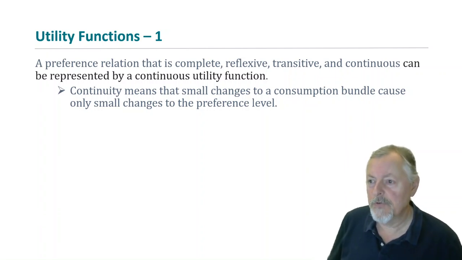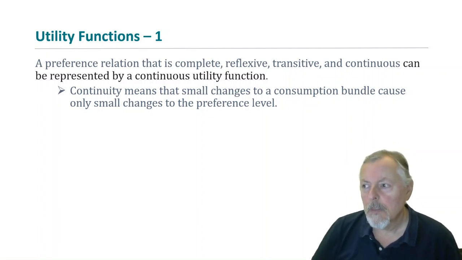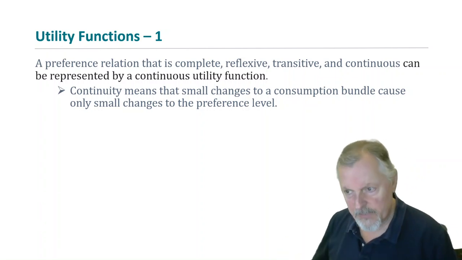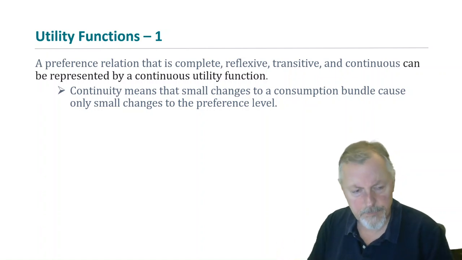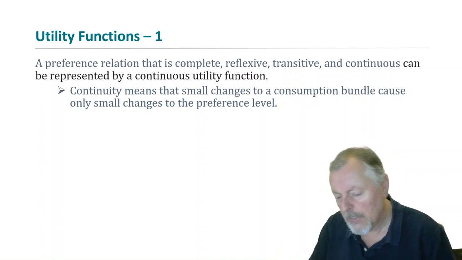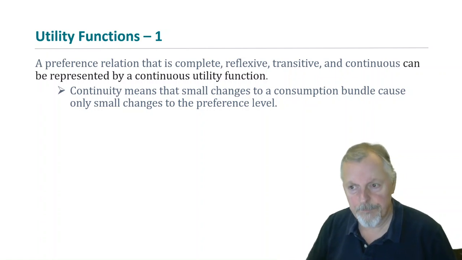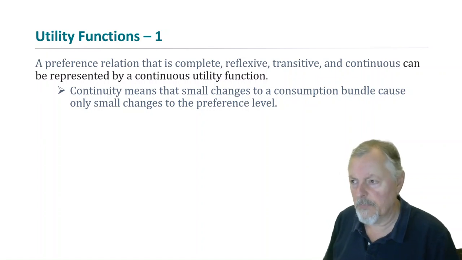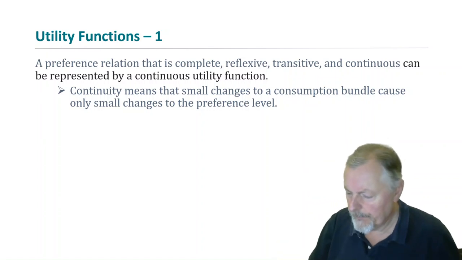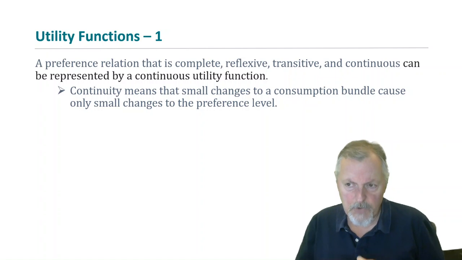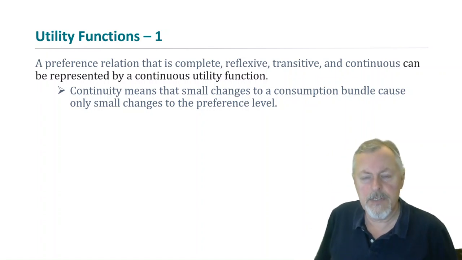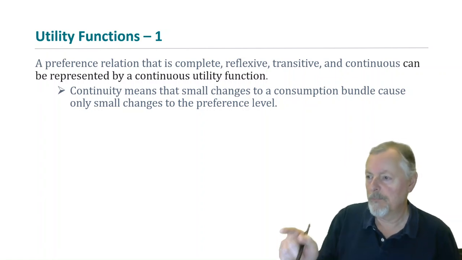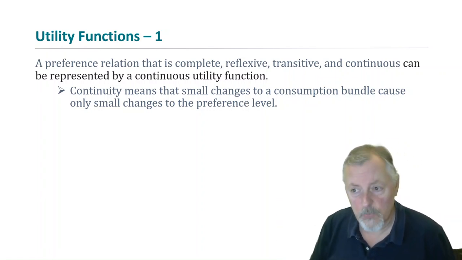Now, a preference relation, that is the set of choices a person with this preference relation would make between different items. We'll choose A over B, indifferent between C and D, etc. Preference relations can be represented as a utility function if the preferences are complete, reflexive, transitive, and continuous.